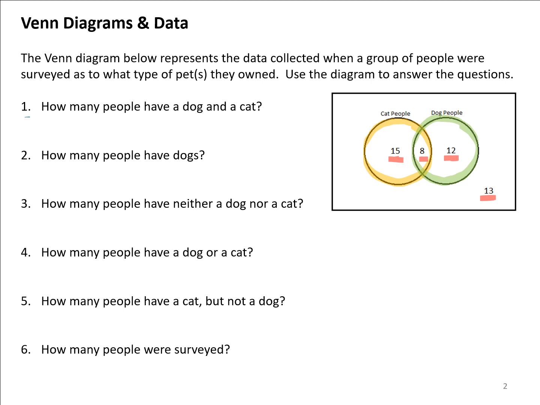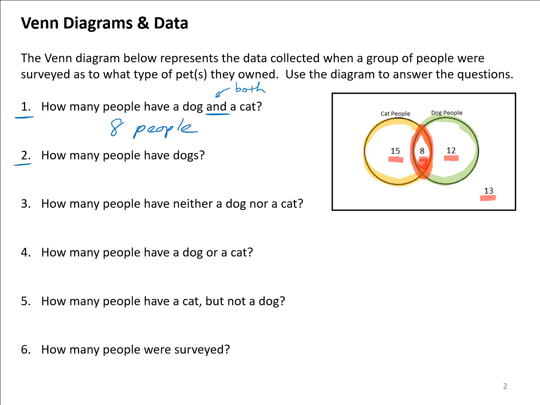First off, question 1, how many people have a dog and a cat? Now, and in mathematics means you must have both. So it's very exclusive. It's saying you must have a dog and a cat, so both. Well, that would be where the two sets overlap. And we have overlap between the two sets in the middle where we have them touching. And that middle value is 8. So there are 8 people who have both a dog and a cat.